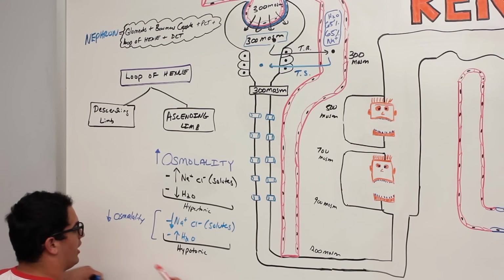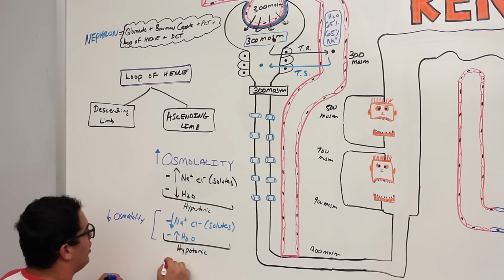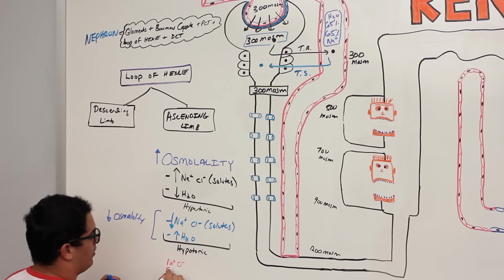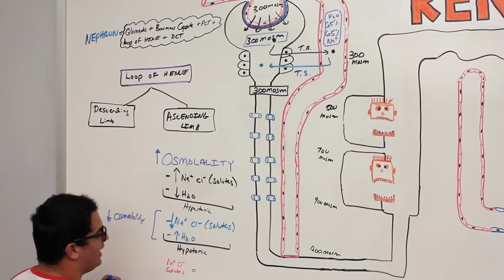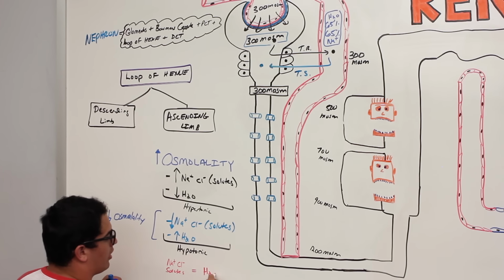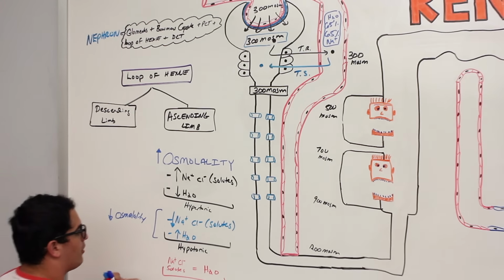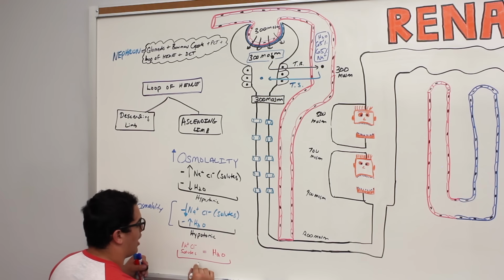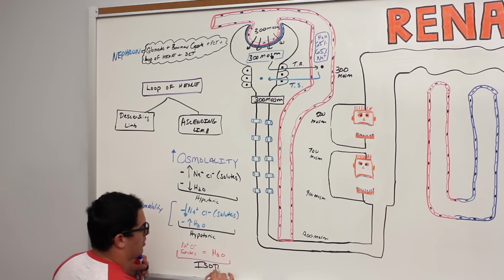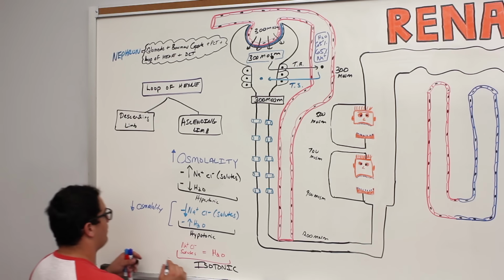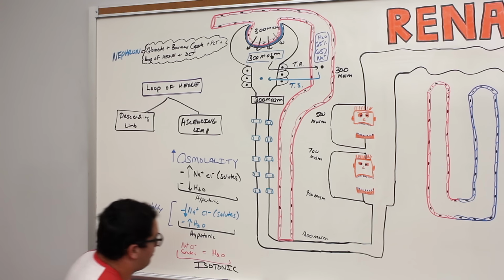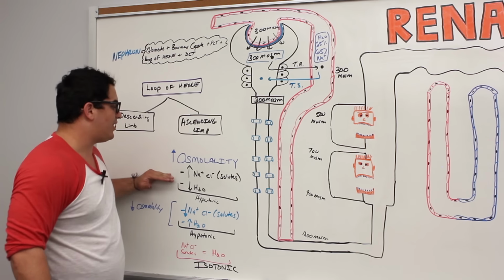But now let's take the last scenario. Let's say that the sodium chloride, or just our solutes in general, is equal to the amount of water. What's that referred to? This is referred to as isotonic.